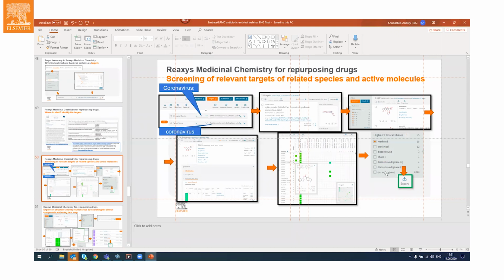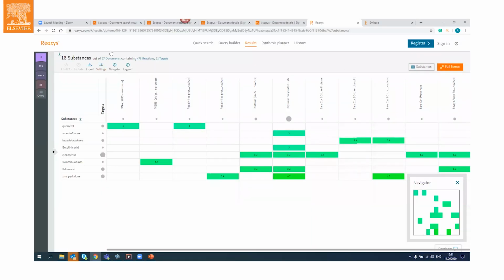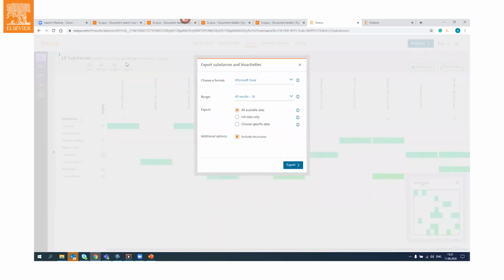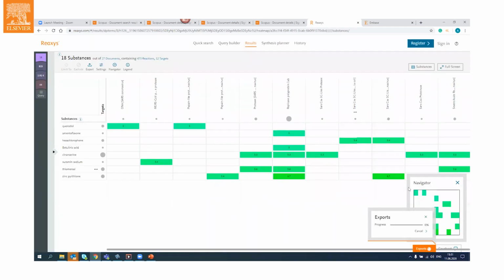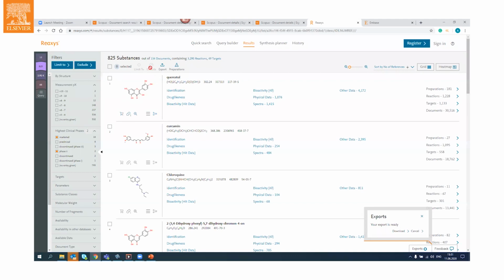What also is interesting, from any stage you can export data. What you need is just to click the export button. You can select format, you can select all results or something specific, and you can select what exactly you want to export: all data, heat map data, or some specific data. For example, you can export only bioactivity for coronavirus-related proteins for these substances. Or you can go back to 800 proteins and limit information for those substances.